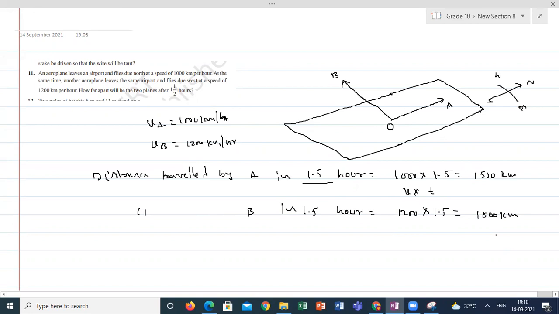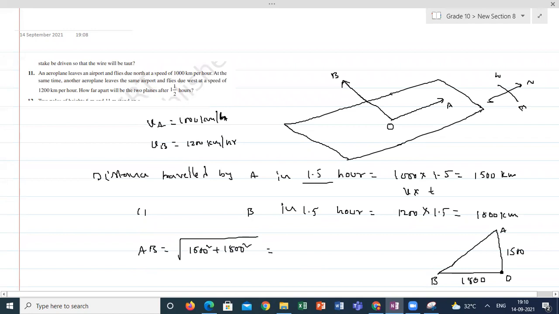So now this is a diagram I can make. This is the B position, at a distance from the starting point. O is the airport, 1800 kilometers. This is 1500 kilometers, position A. So AB is equal to how much? From the Pythagoras theorem, 1500 square plus 1800 square. Check. What is the answer?